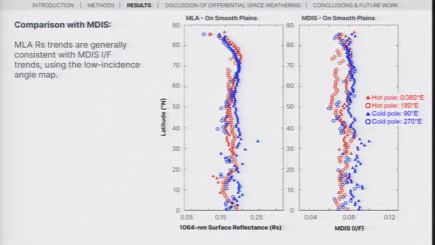And what you see now on the screen is a comparison of the 4 longitudes with MLA on the left and MDIS on the right. You can see that generally the patterns are consistent. There are some areas that vary, but this is to be expected. MDIS uses a different calibration and has different viewing geometry to consider as well. But overall, I think this is consistent generally with what we're finding.